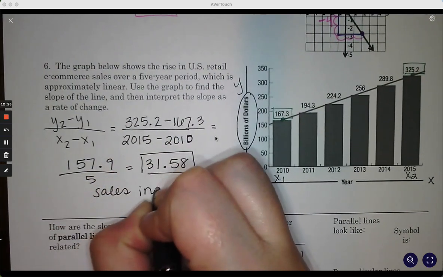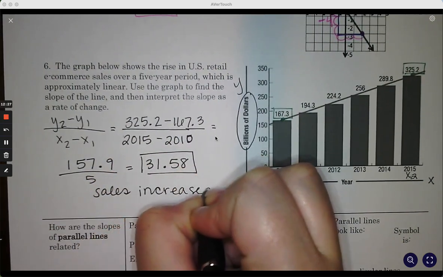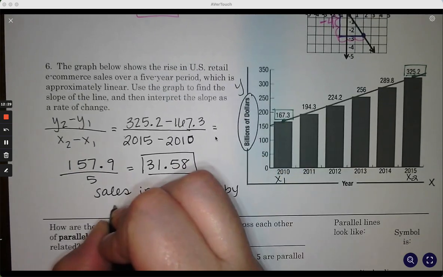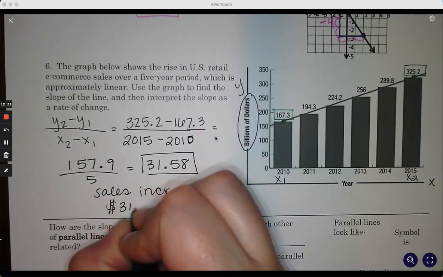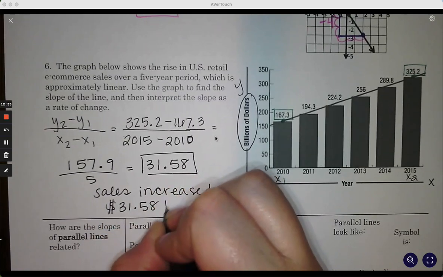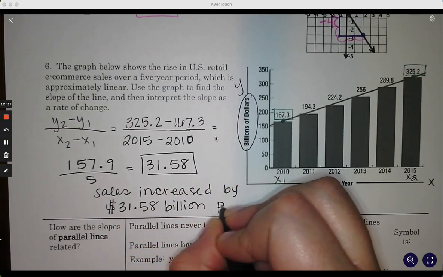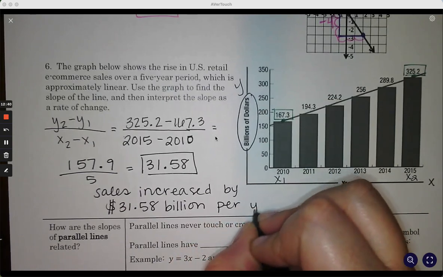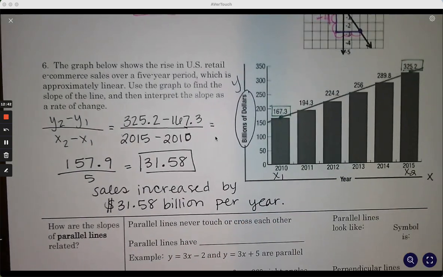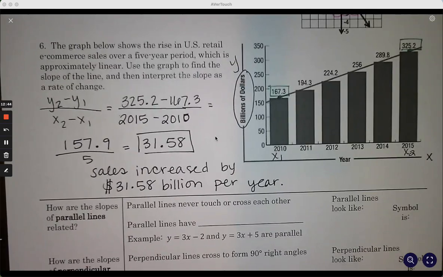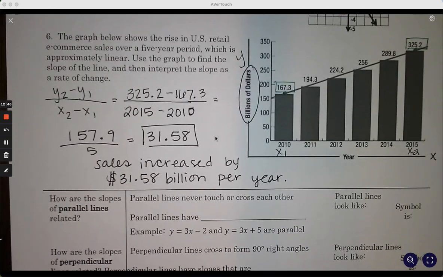Sales increased by 31.58 billion per year. On average, give or take, that's what the slope means.